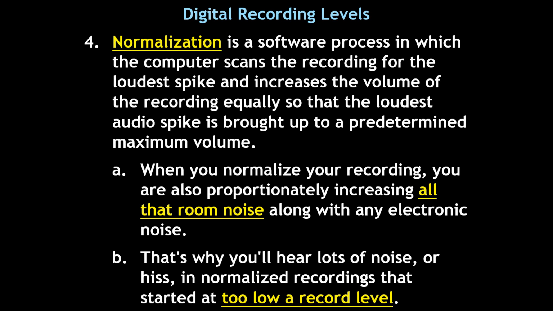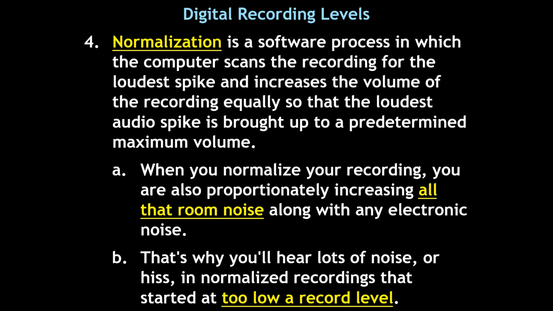Normalization is a software process in which the computer scans the recording for the loudest spike and increases the volume of the recording equally, so that the loudest audio spike is brought up to a predetermined maximum volume. So if you do a recording and the loudest part of your audio registers at -15, if you normalize that audio, it's going to increase everything in your sound file 15 decibels so that your peak is now at 0.